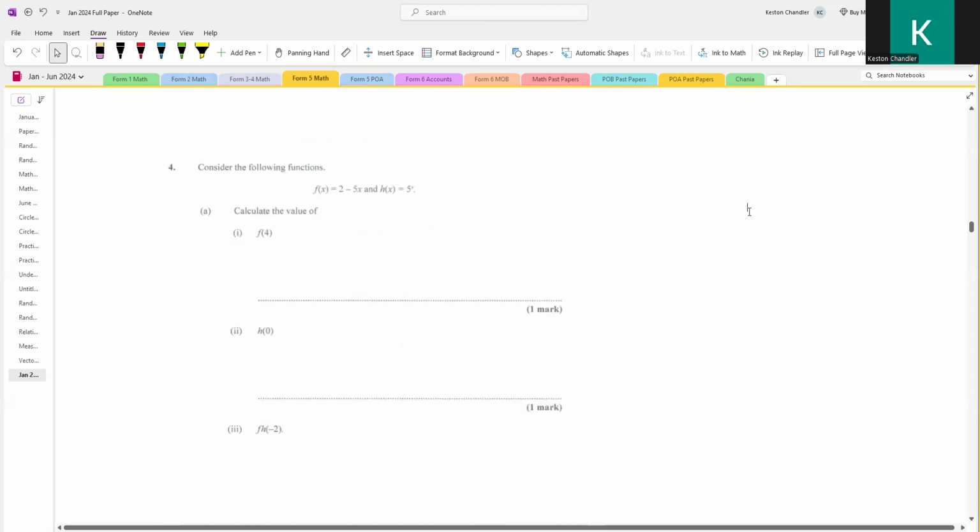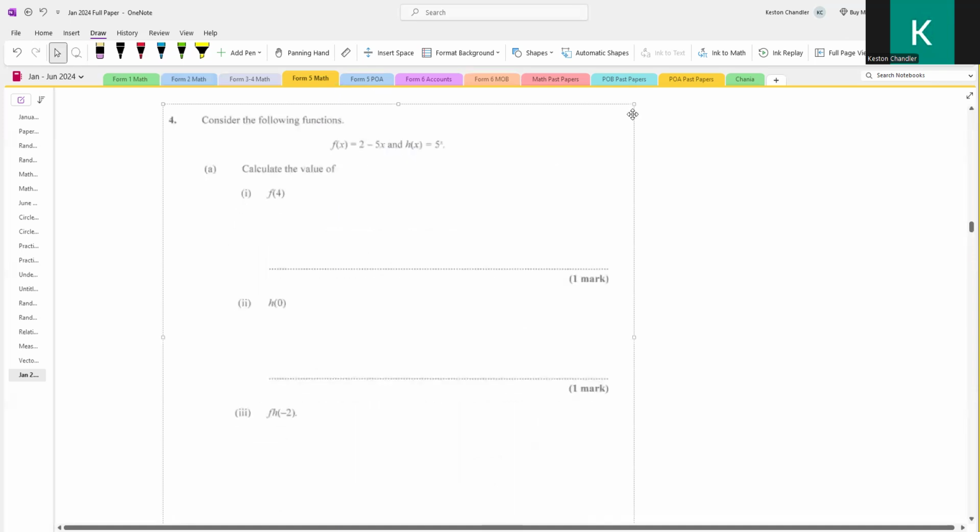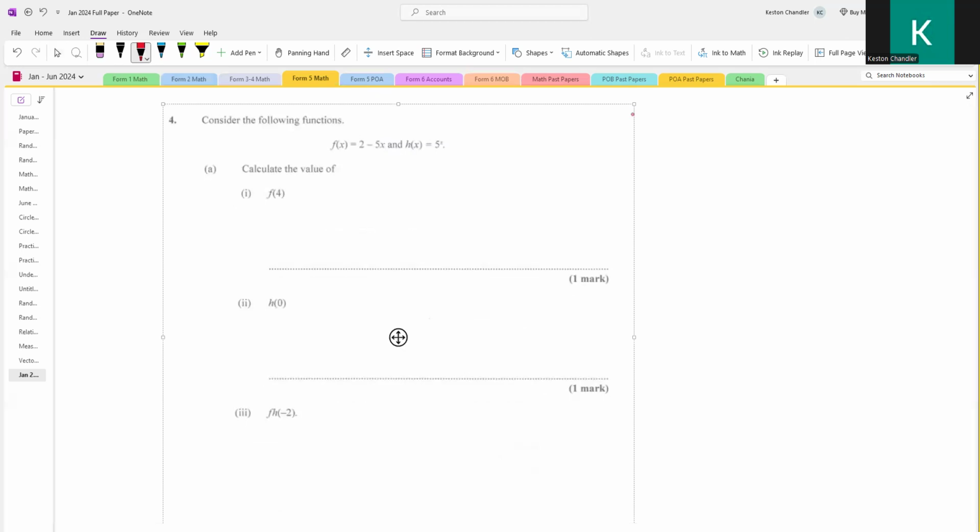All right. So in this question, we have f of 4, right? Remember, those of you that were with me last week, functions is all substitution. If I say f of 4, it means that wherever I have x, I am replacing that x with a 4. So this is going to be 2 minus 5, open brackets, 4. And then I work it out. 2 minus 5 by 4 will give me negative 20. And 2 minus 20 is minus 18. h of 0. Wherever I have x, I'm replacing with a 0. 5 to the power 0 is going to give me 1.